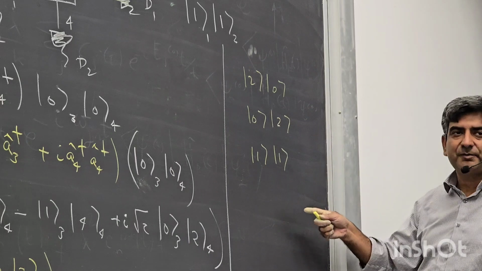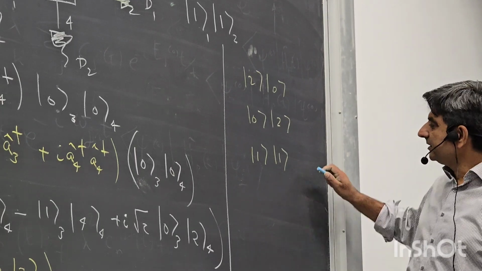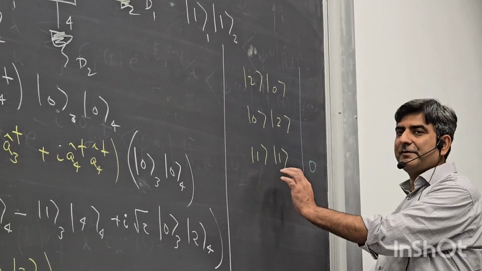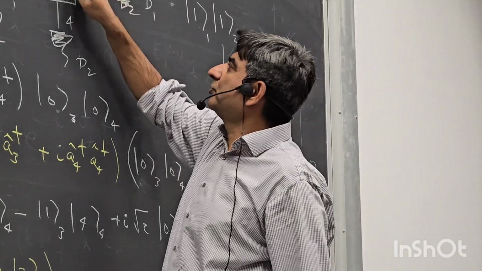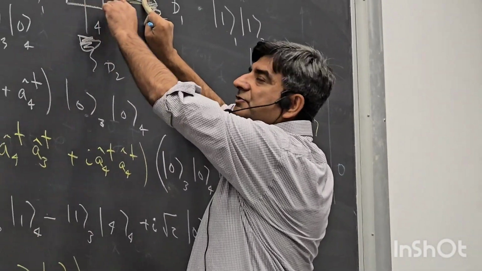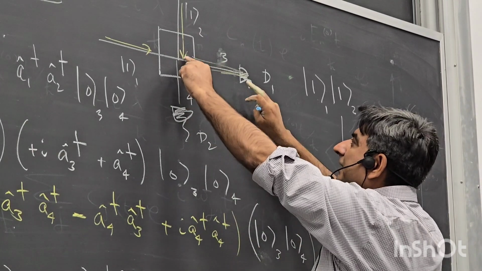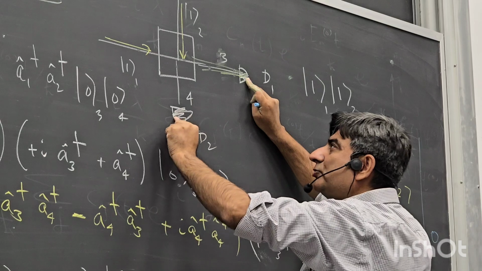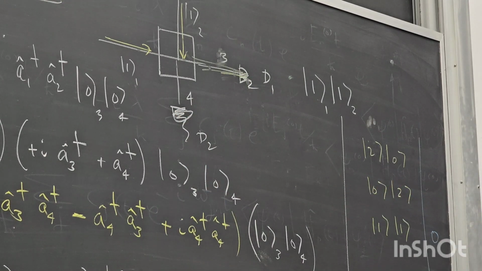Now, these are the three possibilities. But the probability of this event happening is 0. And there are two ways in which this event can happen. The two ways are that this photon is reflected and this photon is transmitted. Sorry, both of the photons are reflected. Second possibility is both of the photons are transmitted. So there are two ways in which this can happen.